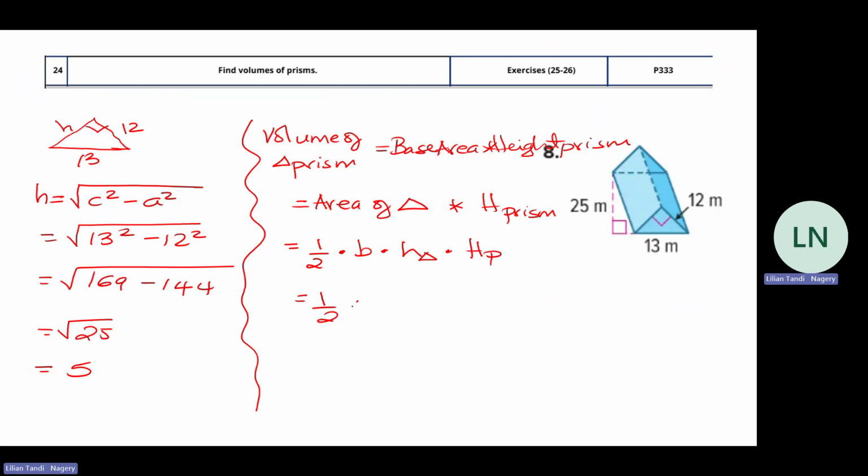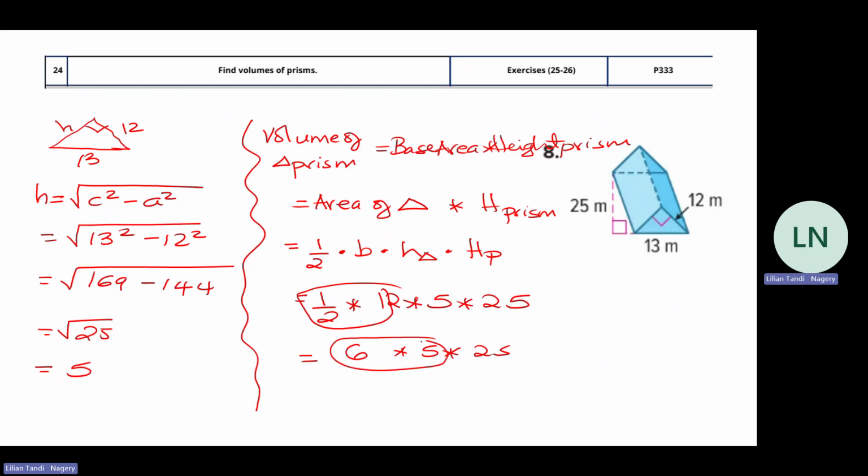So this is half. The base of the triangle is what? 12. The height of the triangle is 5, and the height of the prism is 25. And this should give you 6 times 5 times 25. This should give you 30 times 25, and that should give you 750. And because it is volume, cubic meters.